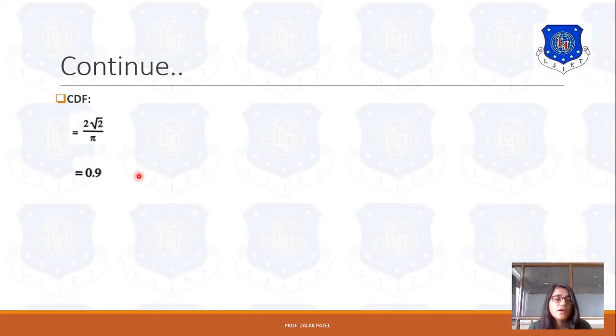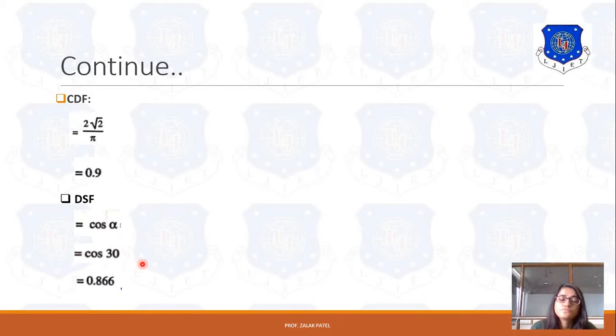Now let's find the next case, which is the displacement factor. Displacement factor is given by cos alpha, meaning the cosine of the firing angle will be taken. So it will be cos 30 degrees, because in the problem statement the firing angle is mentioned as 30 degrees. If we find cos 30, it is equal to 0.866. This is the answer of case 4.